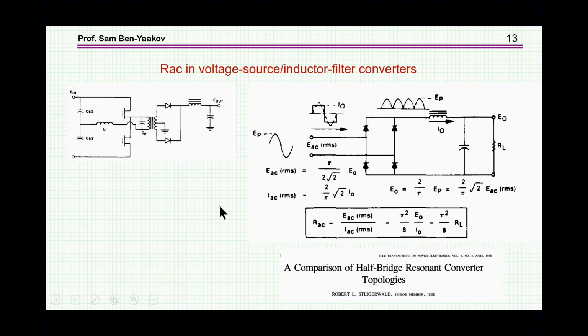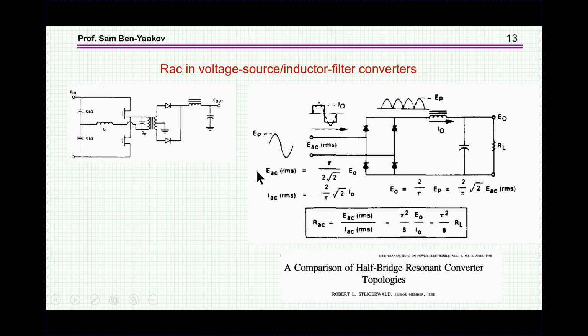Now, what happens if we feed the output from across the capacitor, which is more like a voltage source, and we feed it into an LC filter? The impedance here is high. This is an inductor, so we're going to retain the AC voltage across this capacitor. We're going to see the AC voltage here.